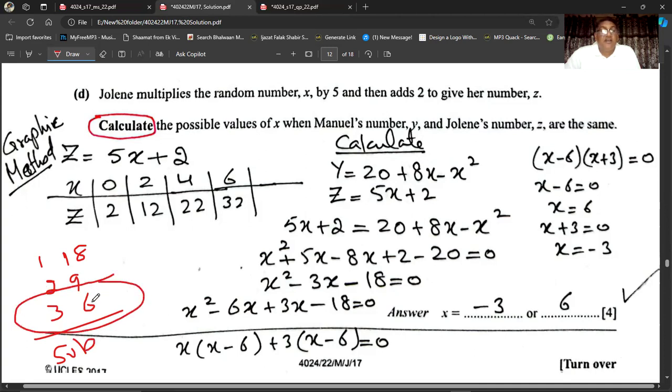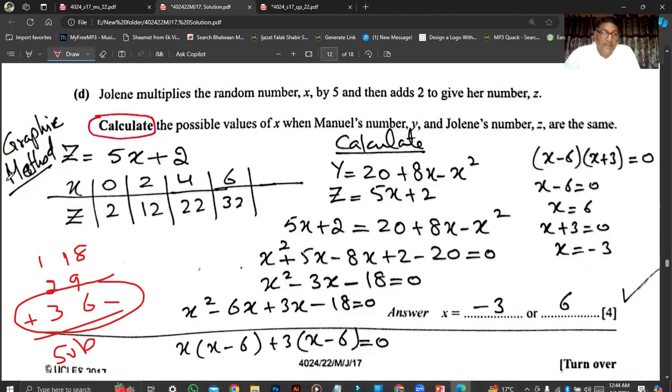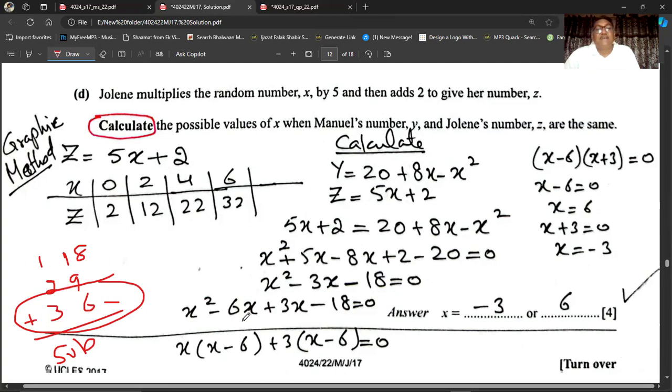This is the pair. Because I want -3, with the smaller number I'm going to put the positive sign, and with the larger number I'm going to put the negative sign. So I will do the middle-term breaking here. So you will have x squared minus 6x plus 3x minus 18 equals 0.